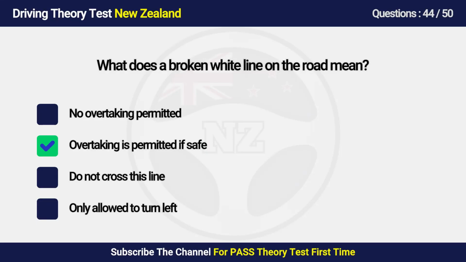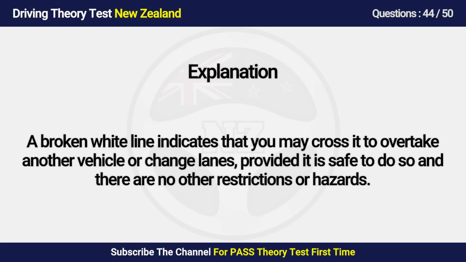Answers is B. Overtaking is permitted if safe. A broken white line indicates that you may cross it to overtake another vehicle or change lanes, provided it is safe to do so, and there are no other restrictions or hazards.